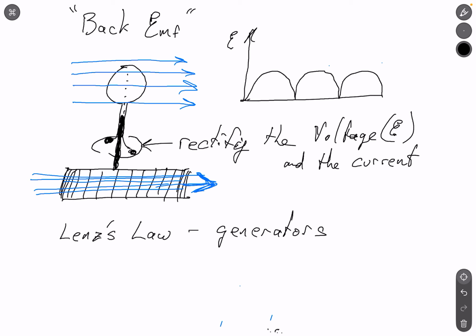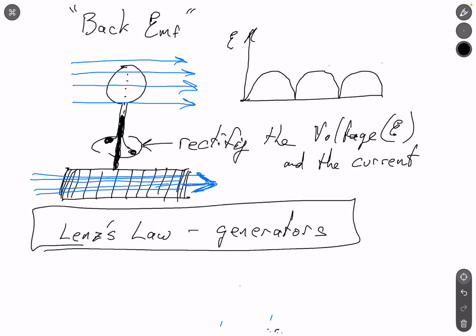It's going to eat up some of your energy, and that's why motors and generators aren't 100% efficient. Okay, they're 98% efficient. All right, so that's the takeaway there. All right, back EMF. I'm not going to have you try and calculate it. I'm not going to have you try and explain it. I'm going to have you know that it comes from Lenz's law and it happens in generators.